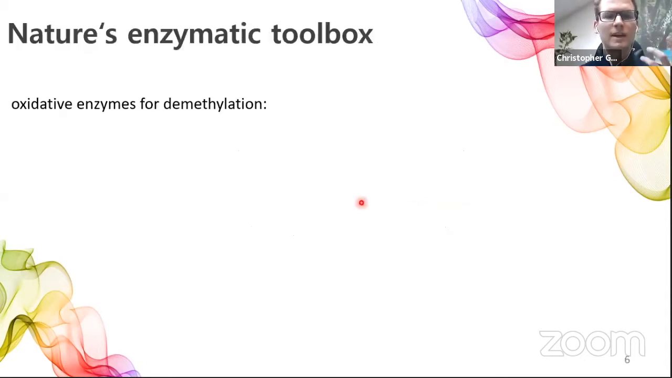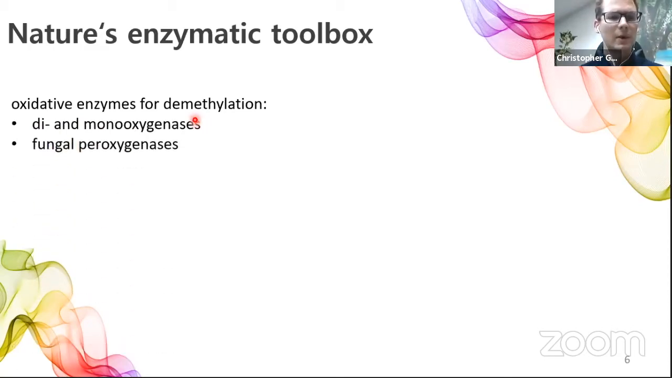So what can nature give us to challenge this demethylation specifically? Because the chemical side is also not really regioselective, and it's not environmentally friendly. So therefore we have enzymes. Oxidative enzymes, for example, can be used for the demethylation. We have P450 monooxygenases, as well as fungal peroxygenases.